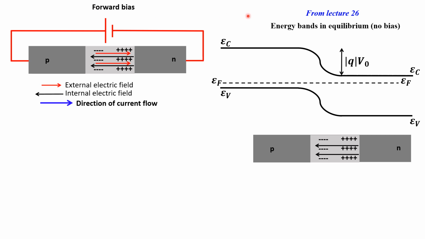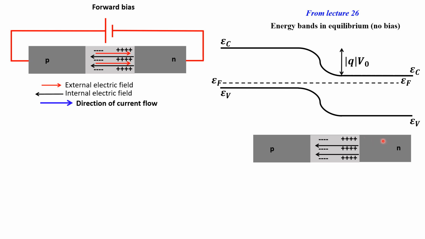But before we do that, let's briefly remind ourselves of the properties of a PN junction in equilibrium, like we discussed in lecture 26. So recall that when the PN junction is in equilibrium, the electrostatic potential difference compensates the chemical potential difference. In other words, there is a drift current caused by the electrostatic potential difference that compensates the diffusion current caused by the chemical potential difference.